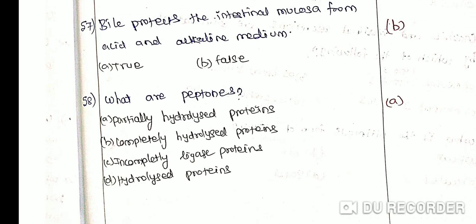What are peptones? Option A partially hydrolyzed proteins, option B completely hydrolyzed proteins, option C incompletely ligase proteins, option D hydrolyzed protein. The correct answer is option A partially hydrolyzed proteins. Peptones are partially hydrolyzed proteins. Proteoses and peptones in the chyme, after reaching the small intestine, are acted upon by the proteolytic enzymes of the pancreatic juice.